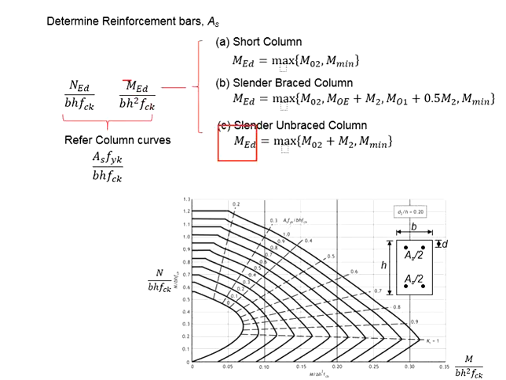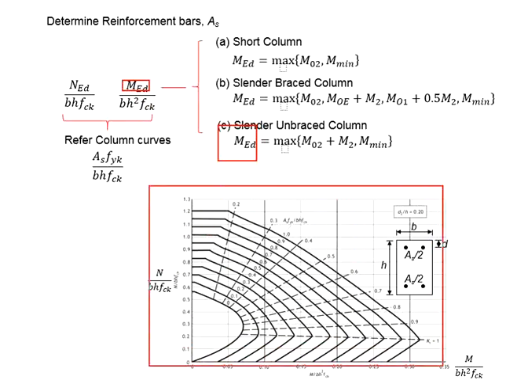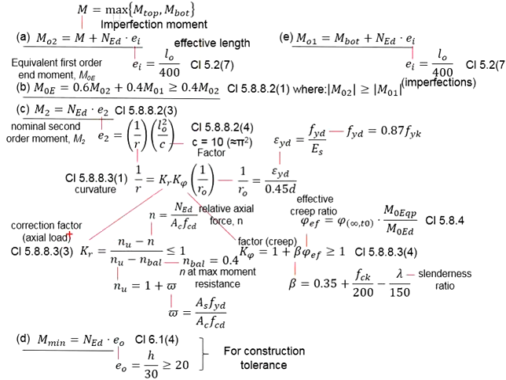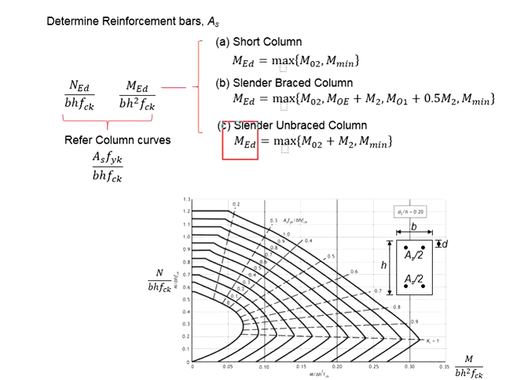Then you will use the new MED and find the AS from the design chart. You will repeat the process until you reach the state where the Kr is consistent. Then you can confirm the M2 and subsequently confirm the MED. Then whatever AS is calculated will be the finalized AS.